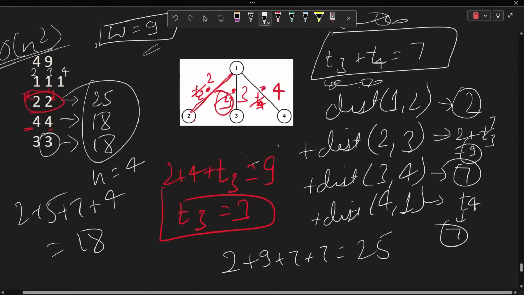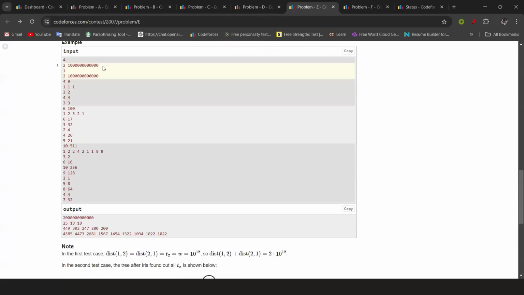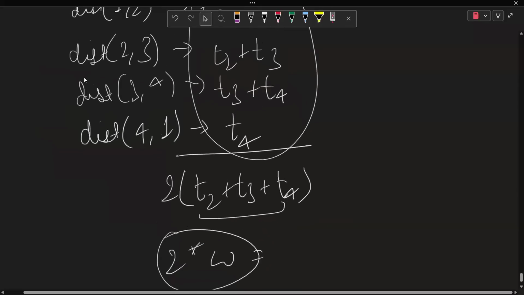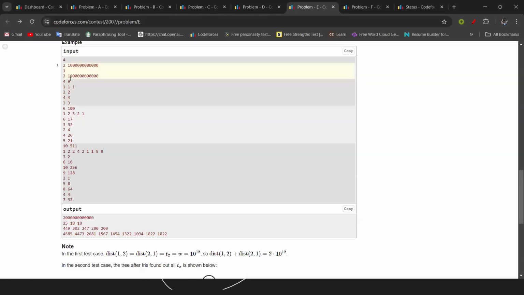Like for every test case, you can see if W was 9, your final answer was 18. You can look here. If W was 1000, your final answer was basically 2 times W. Like 10 to the power something, your final answer was 2 into 10 to the power that. It was 9, your final answer was 18. It was 100, your final answer was 200. It was 511, your final answer was 1022. This thing you can notice.